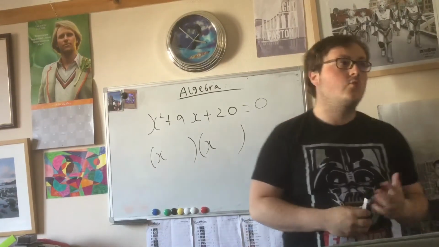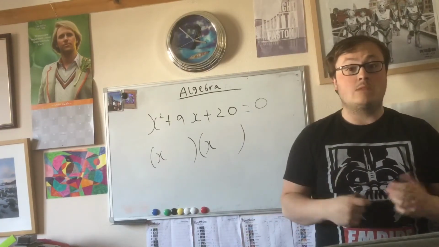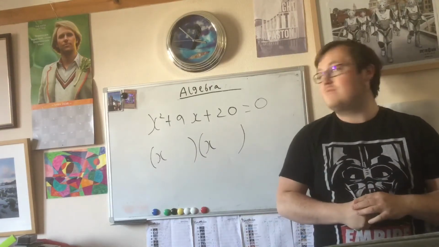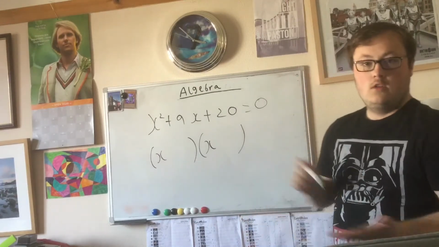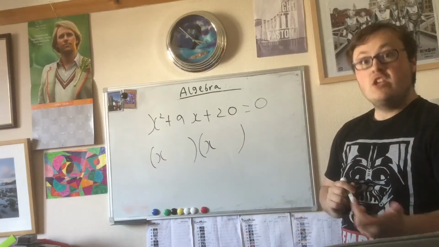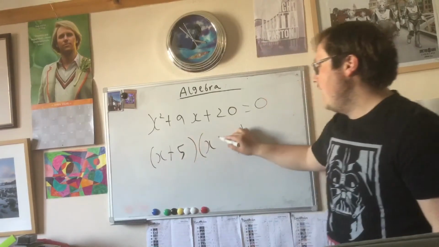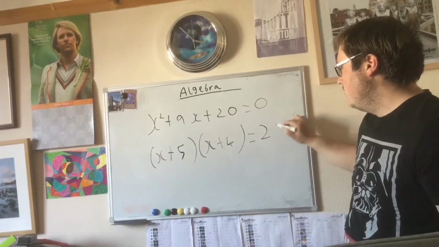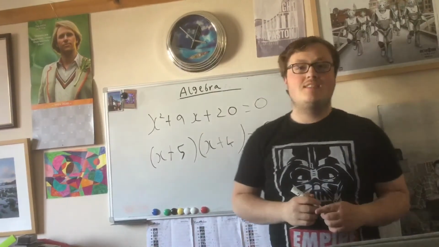Well, let's think about it. 20 and 1, well, that adds together to get 21, doesn't work. 2 and 10 adds together to get 12, doesn't work. What about 5 and 4? Add together gets you 9. So, what about x plus 5 and x plus 4? That will all get us a 0.